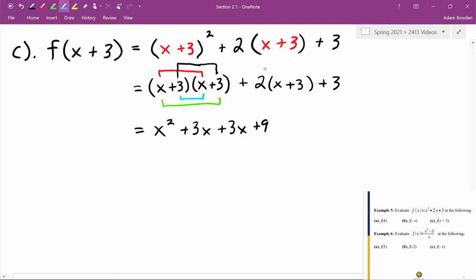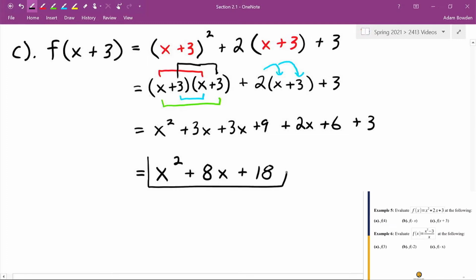Now in addition to this, we'll go ahead and keep working our way through the rest of the terms. Notice how the 2 in front of the parentheses, I can distribute that 2 to make this into 2x plus 6. And then at the very end, it's still the plus 3. Now we're going to combine like terms together. We'll still have x squared in the front. We'll count up the number of x terms we have here of 3x, 3x, and 2x. Those add all together to give us 8x. 9, 6, and 3 would add together to get 18. So x squared plus 8x plus 18.